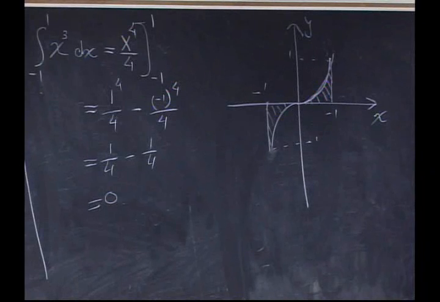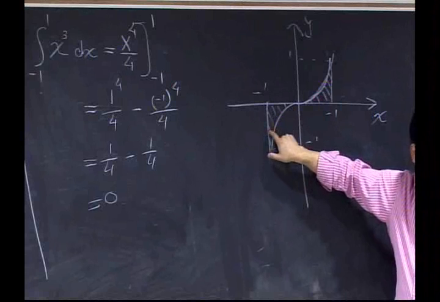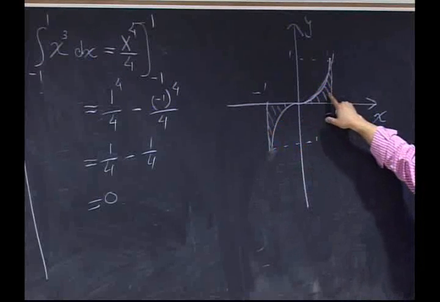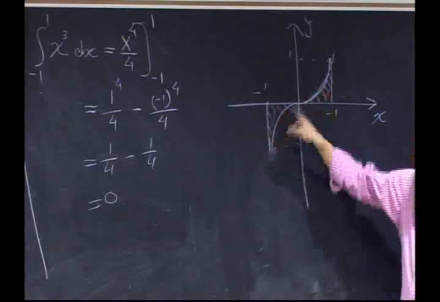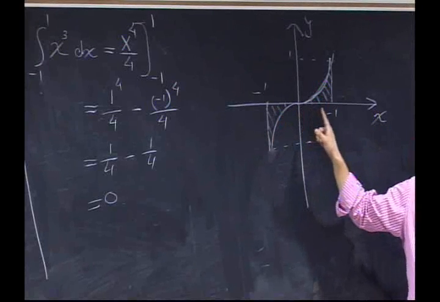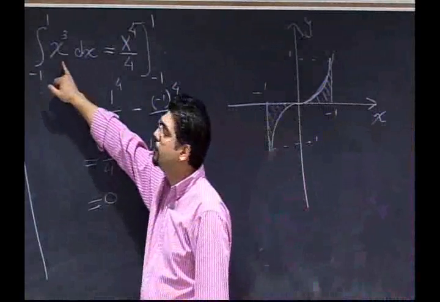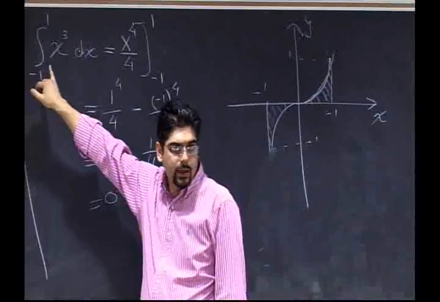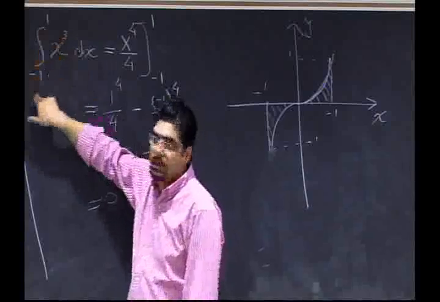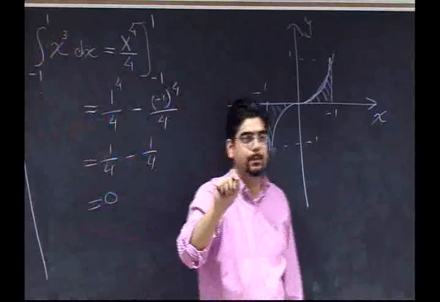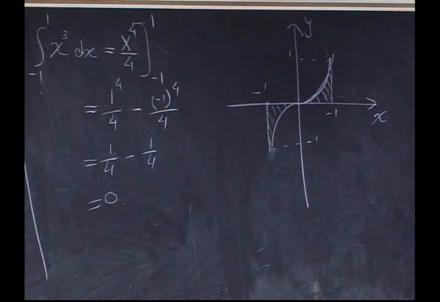And it's not hard to argue that these two areas are equal. But this one is negative because the function values are negative, and this one is positive. These two regions have the same area, so they would cancel each other out. As a matter of fact, this is true for any odd function. Any odd function over an interval that's symmetric, which means 0 is in the middle of that interval, would give you 0.